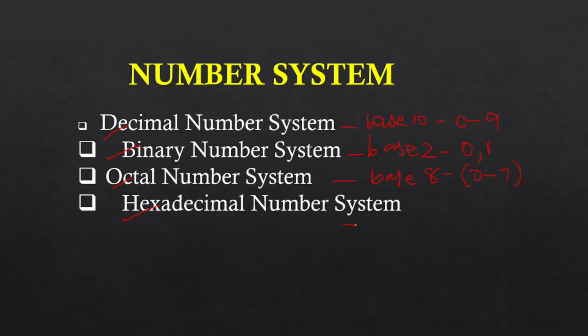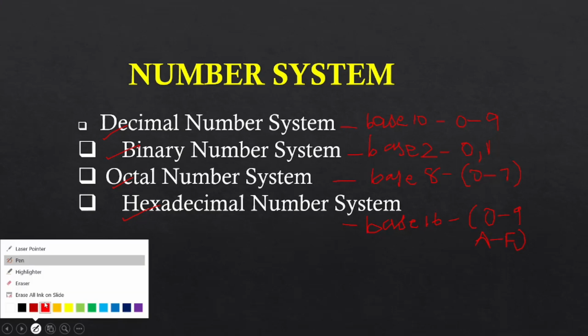And in the hexadecimal system, the base is 16. So it will accept the values 0 to 9 and A to F. What is the meaning of A to F? See, 0 to 9 it will accept as numerical form.